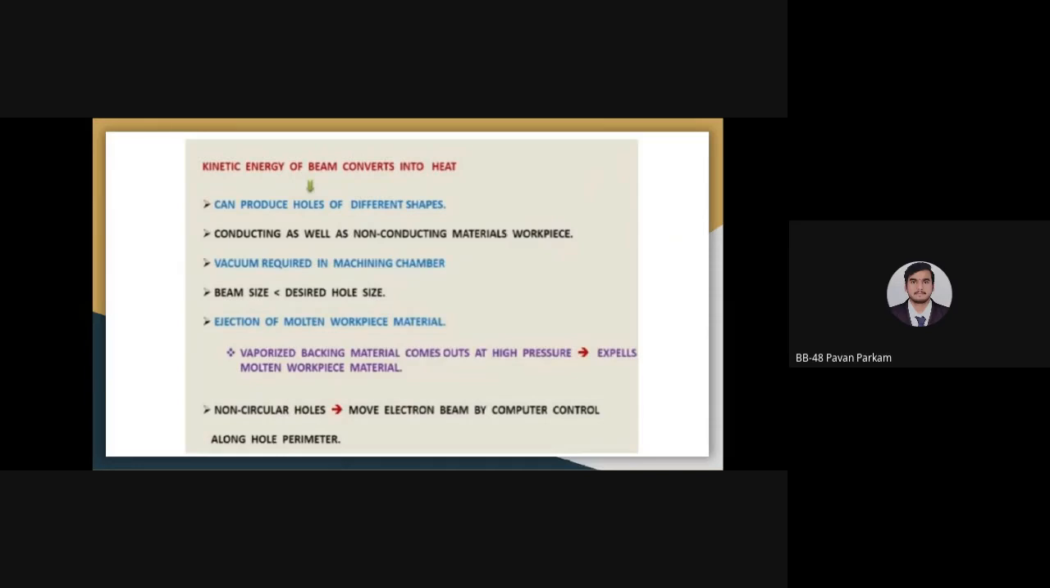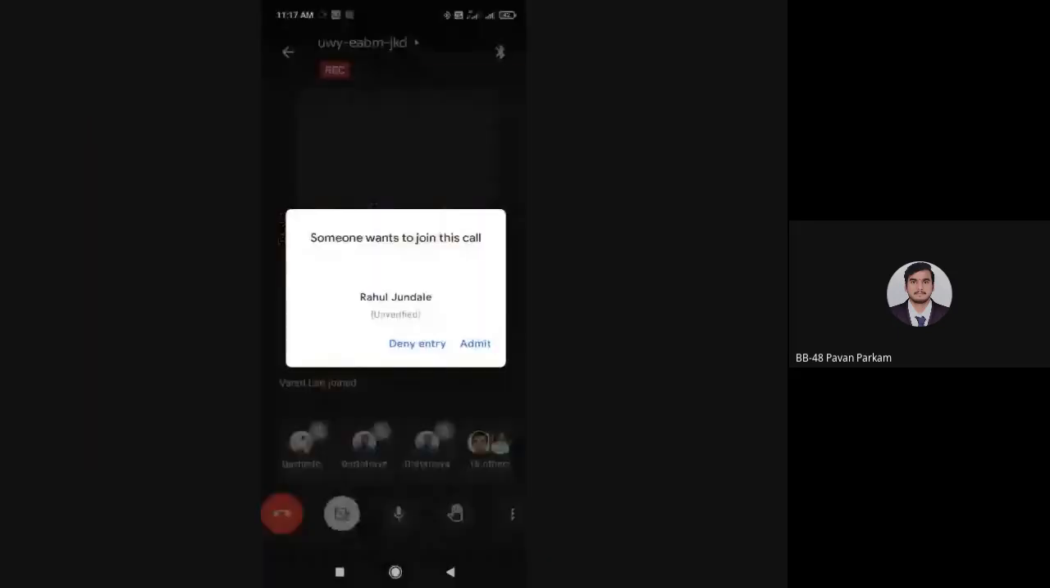Please remember this point. Circular big holes can also be generated. You can move your beam along the perimeter of the circle, so you can generate bigger size holes by using the EBM process.